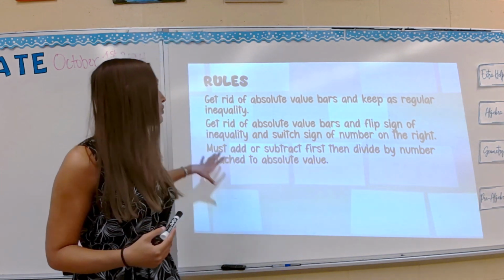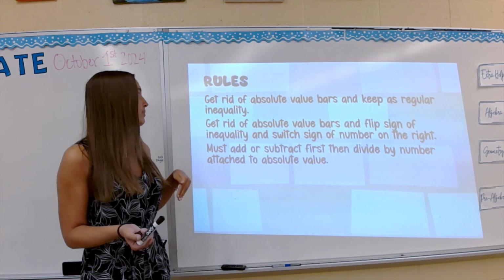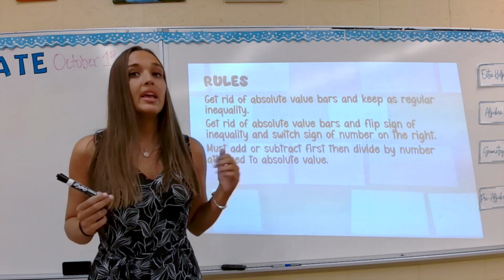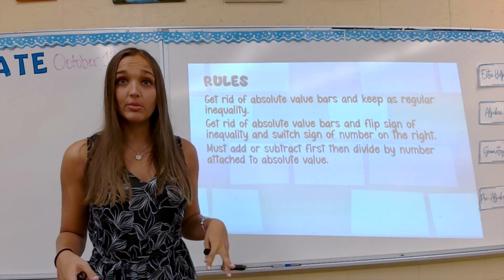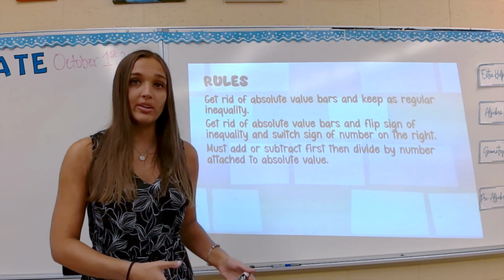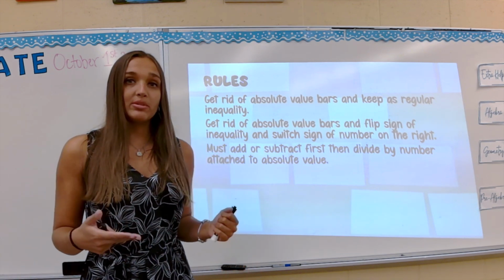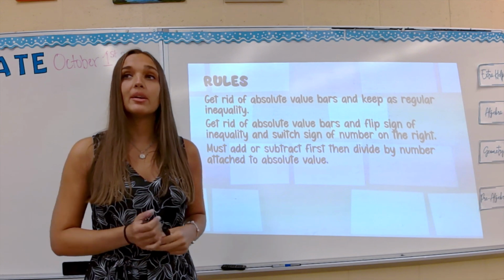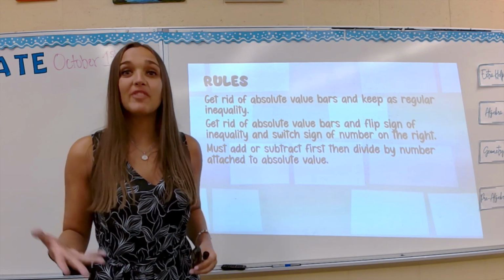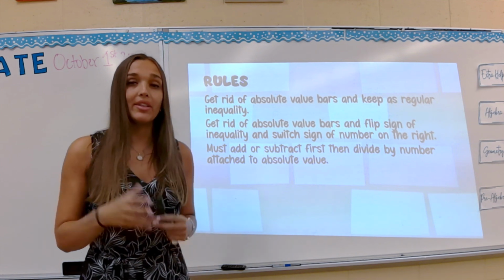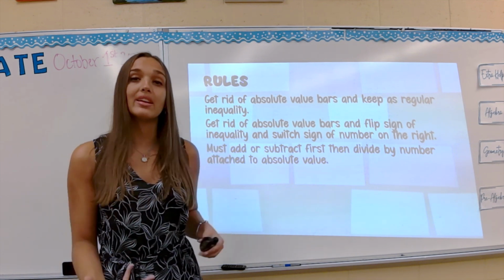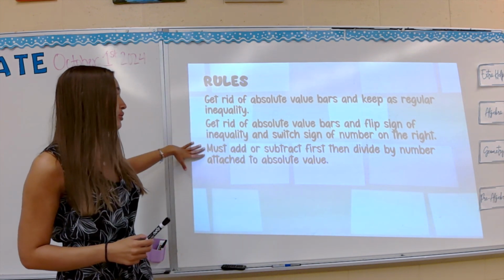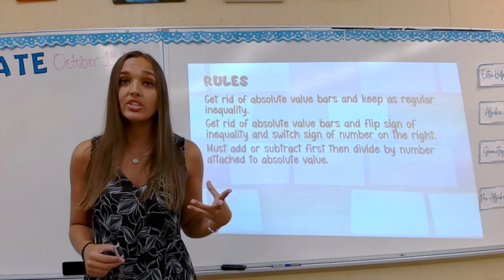Our steps are really important. Our little rules are: we are going to get rid of the absolute value bars. Once it's just the absolute value bars greater than or equal to, less than or equal to, greater than, or less than a certain number, we get rid of those bars and set it equal to the regular expression. The other step is to flip the sign of the inequality and change the sign of the number. So let's say the number was 5. Now it's going to become negative 5 on the side that doesn't have the absolute value. But first, we have to add or subtract, then divide by the number that's attached to the absolute value bars.